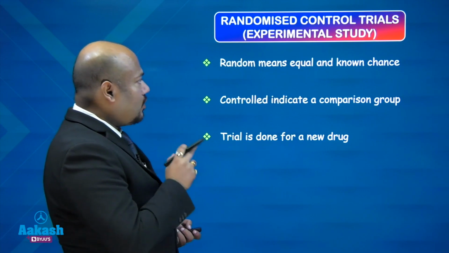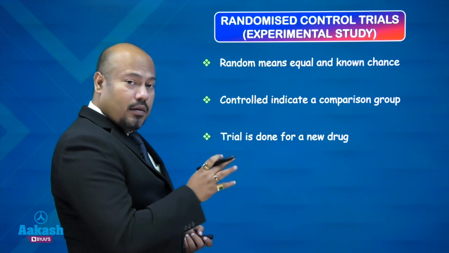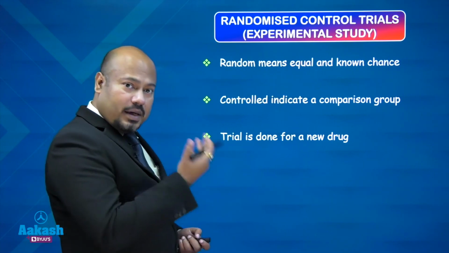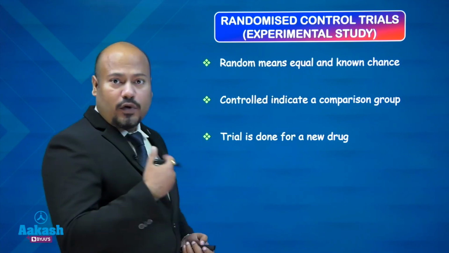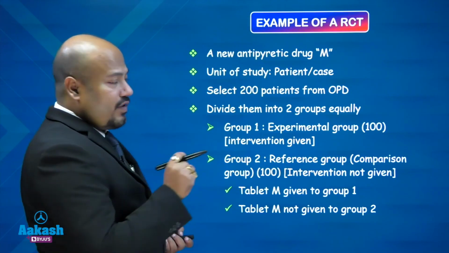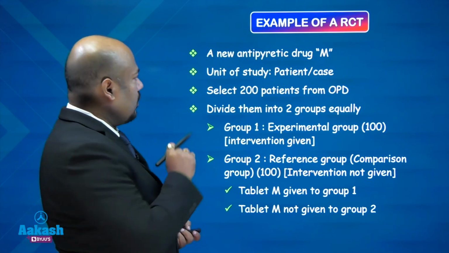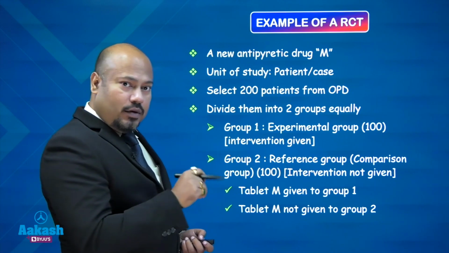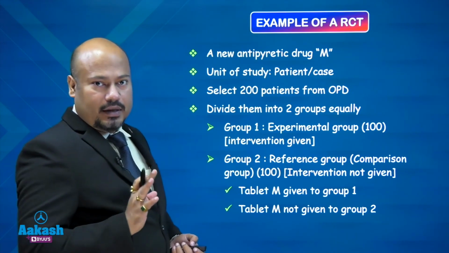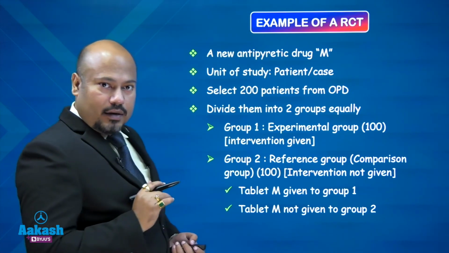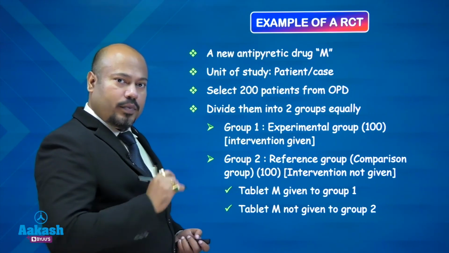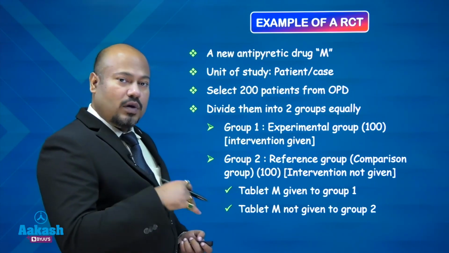So randomized control trial, what is random? Equal and known chance. What is controlled? Comparison group. Trial we do for a new drug. So we have a new drug M. M is an antipyretic. So we want to test M's ability to reduce fever, its antipyretic ability. Okay. So what we do is that we select 200 patients from the OPD. Patients here means those who have fever.